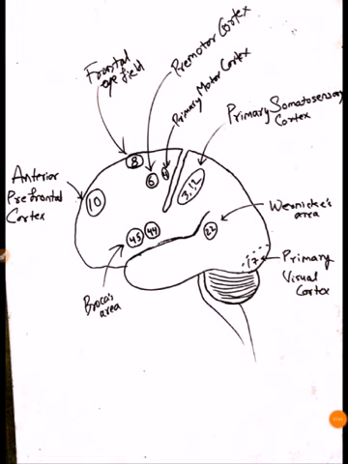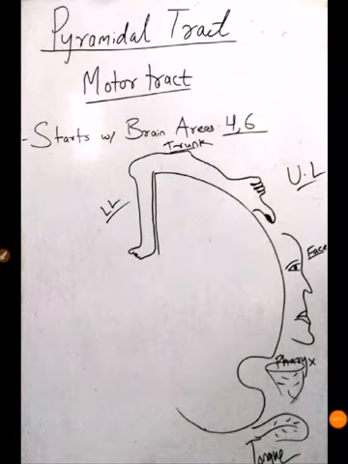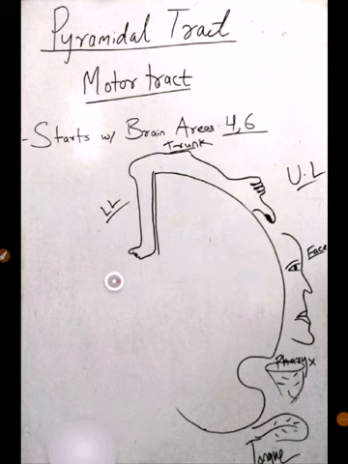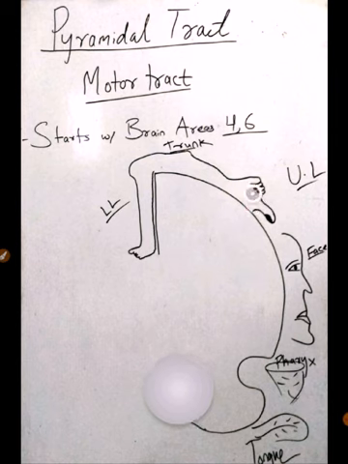Like in the motor area, representation of various parts of the body can be mapped out in the somatosensory area. So this is the medial surface, this is the superolateral surface. Impulses from the leg or lower limbs will reach here, impulses from the upper limb will reach here, impulses from the face will reach here, just like the motor homunculus.